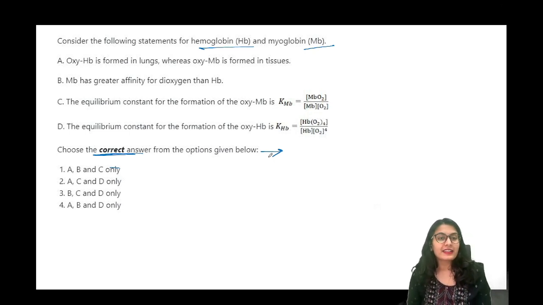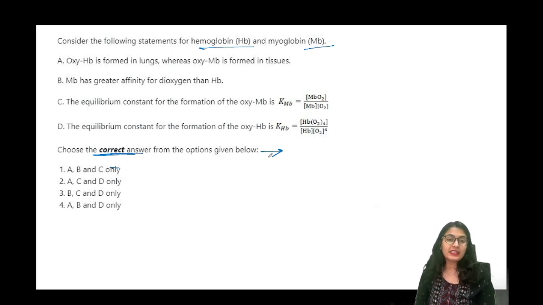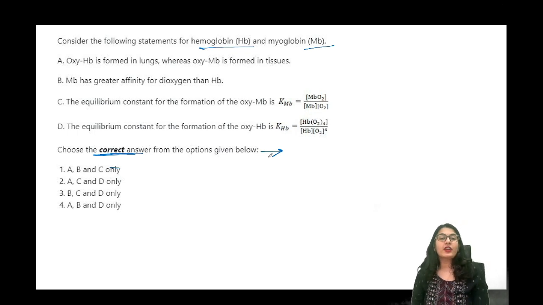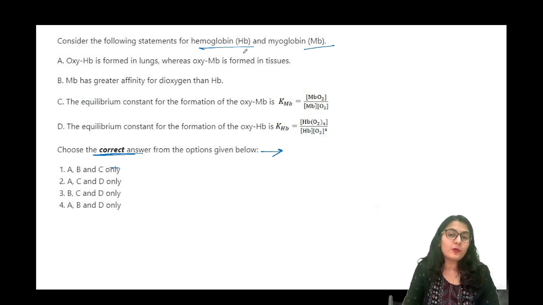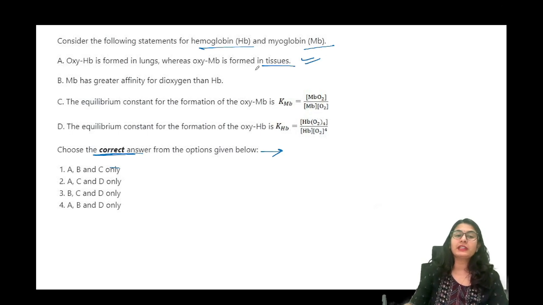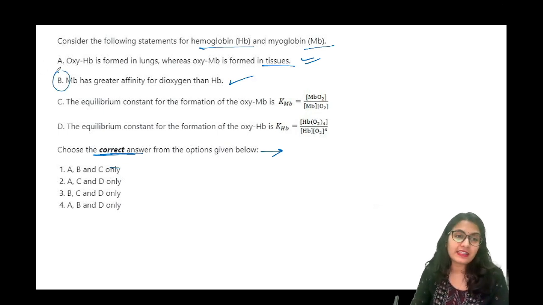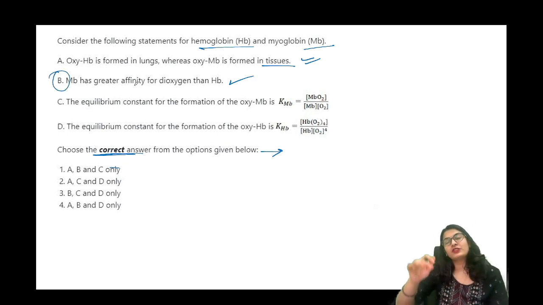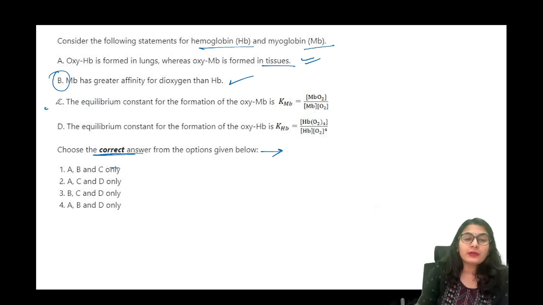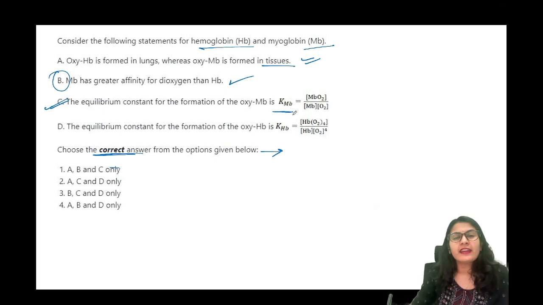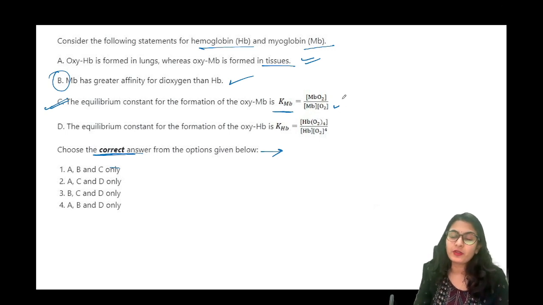Yes, read them out. Oxyhemoglobin is formed in lungs, whereas oxymyoglobin is formed in tissues. Absolutely correct. Myoglobin has a greater affinity for dioxygen than hemoglobin. Yes, it is so. That's why its saturation takes time, while hemoglobin saturation is reached very quickly. The equilibrium constant for the formation of oxymyoglobin is K equals MbO2 divided by Mb and O2. So this is a simple equilibrium constant.